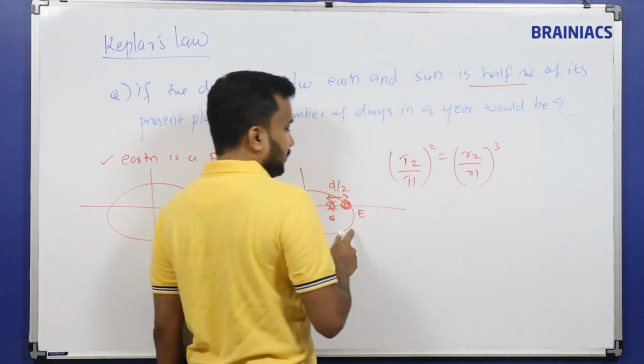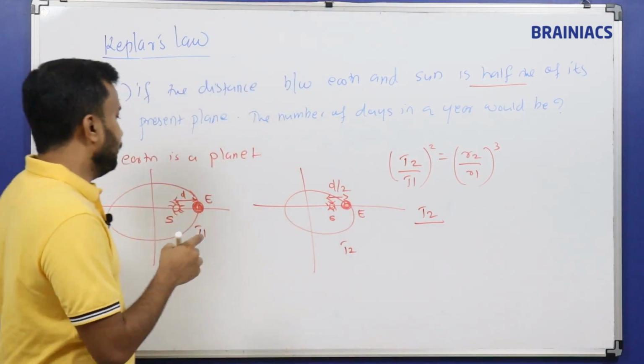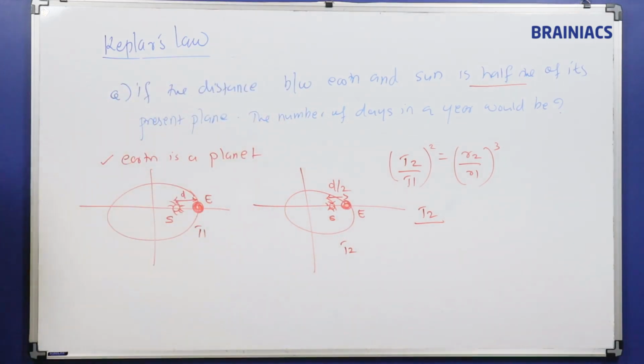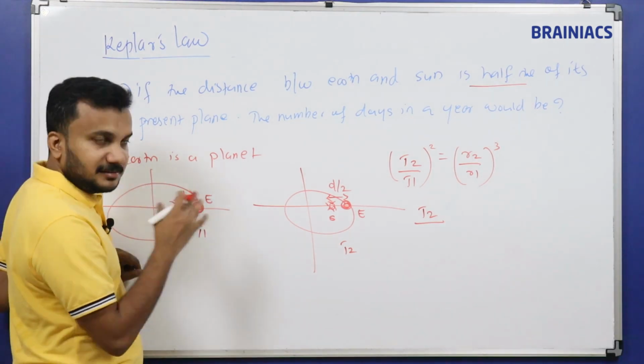What is T2? T2 is a second case. T1 is a first case. So first case means the distance between sun and the Earth. So what is the time period of Earth to rotate over the sun's?